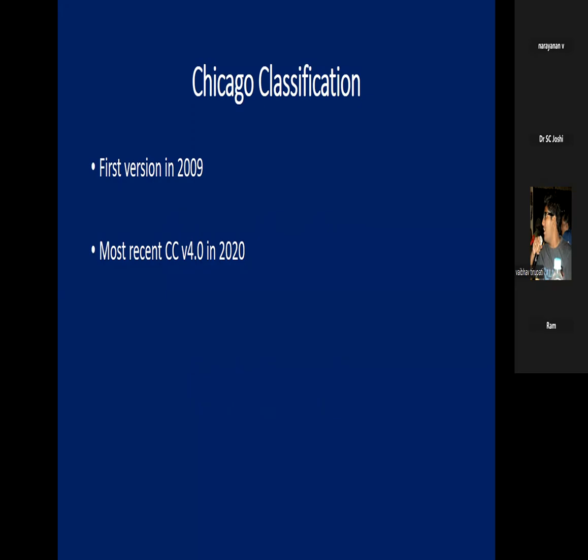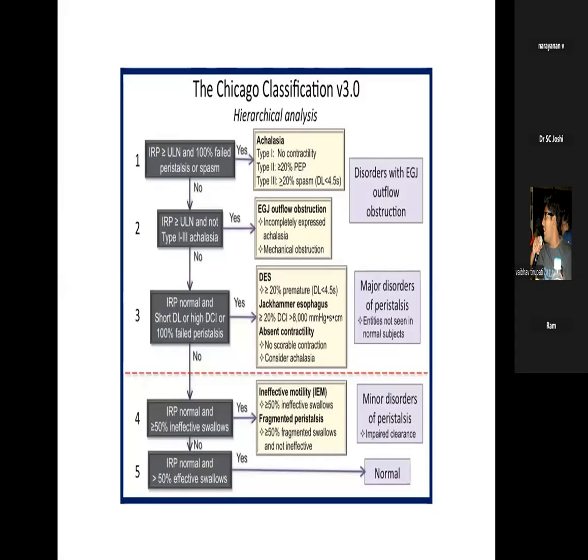Two members from India were part of this, Dr. Uday Ghoshal and Dr. Shobna Bhatia. We were all very familiar with version 3, where we always start with IRP. When the IRP is above the upper limit of normal and there is no contraction, we immediately talk of achalasia. And we then divide it into types 1, 2, 3.